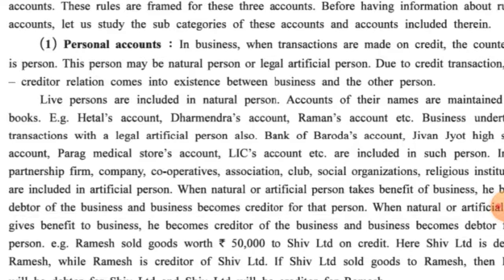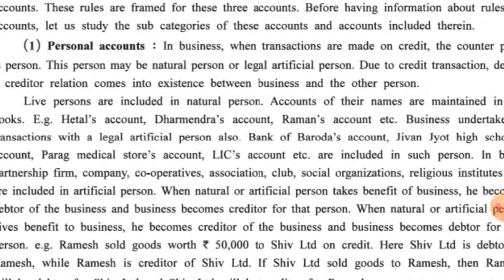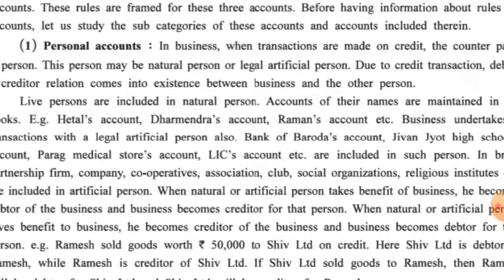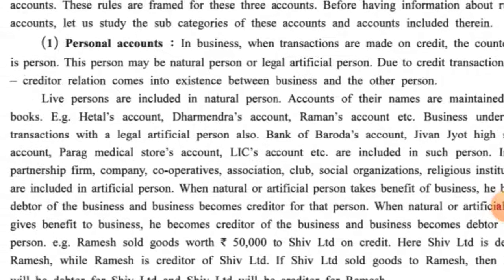Live persons are included in natural persons. Suppose Hetal's account, Dharmendra's account, Raman's account, all these are called natural persons, individuals to whom we have purchased or sold goods. But business undertakes transactions with legal artificial persons also. Suppose we deal with a firm, like Bank of Baroda's account, Jeevan Jyot High School's account, Parag Medical Stores account, LIC's account, these are called artificial legal persons. So in that case also it becomes a personal account, whether it is a natural person or an artificial person.